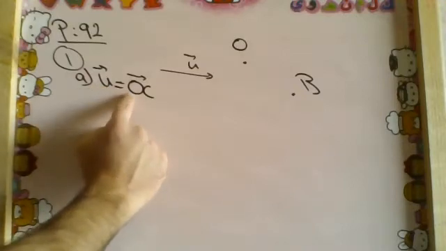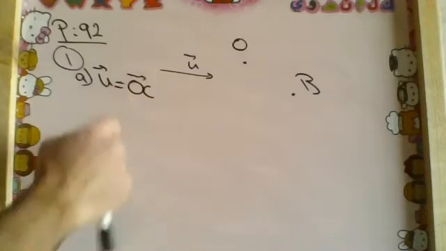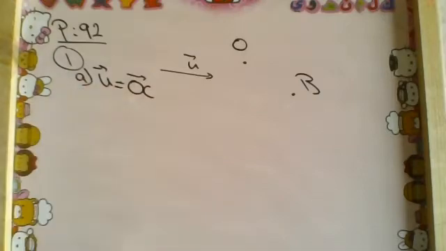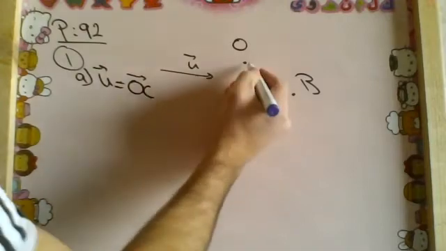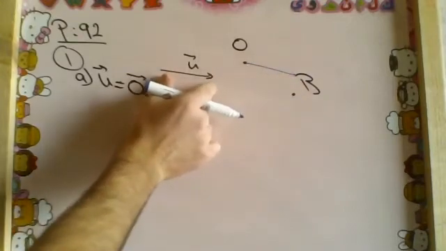Initial point is O. You start from the initial point, the given point, O. Draw from O a vector equal to vector U. Same direction, same sense, same magnitude. So here is point C. This one is equal to this.